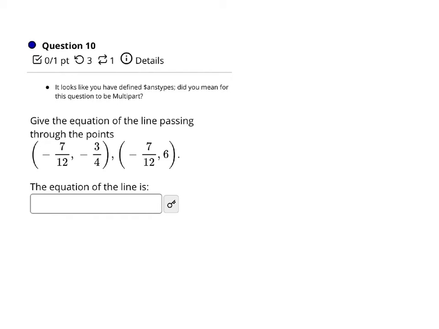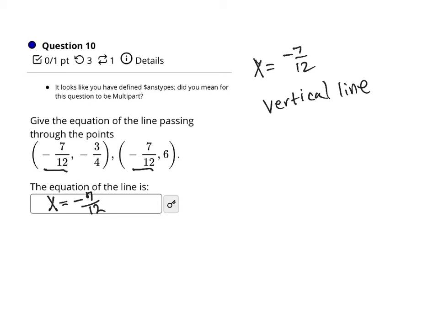Here they're asking for the equation of the line, but I want to show you something. Notice how the x-coordinate in both ordered pairs is the same. So when that takes place, we know that that means x equals -7/12. So if your x is the same, that's going to give you the equation x equals whatever that number is, and that is going to be a vertical line. Because that means no matter what y is, x will always be -7/12. So you'll get a vertical line. And we can only do that when the x's are the same.